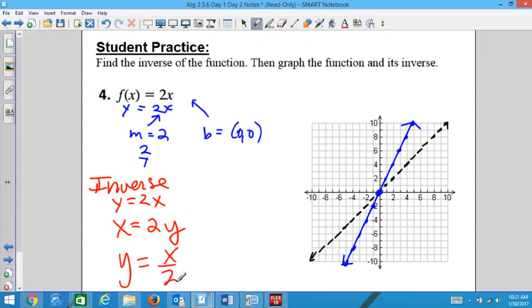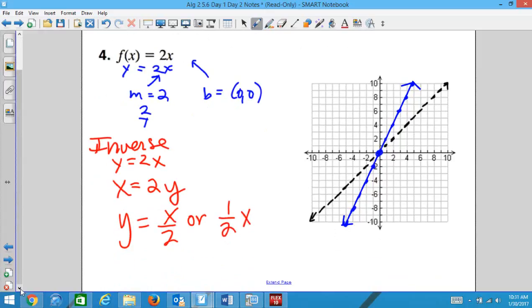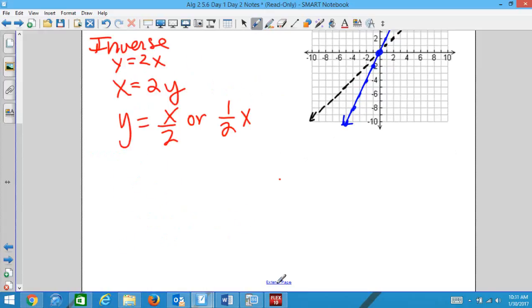Now, you can divide by 2, but instead of dividing by a number, you can also multiply by the reciprocal. What's the reciprocal of 2? Half. So you can either divide by 2 or multiply by half. My two answers are either x over 2 or y equals half x. And then we need to write it as g of x. I'm choosing the second one because I think it would be easier to graph.